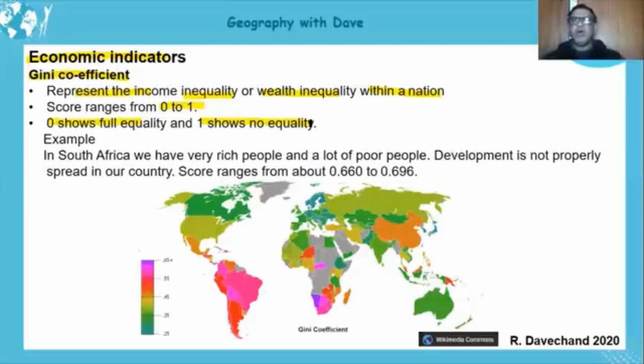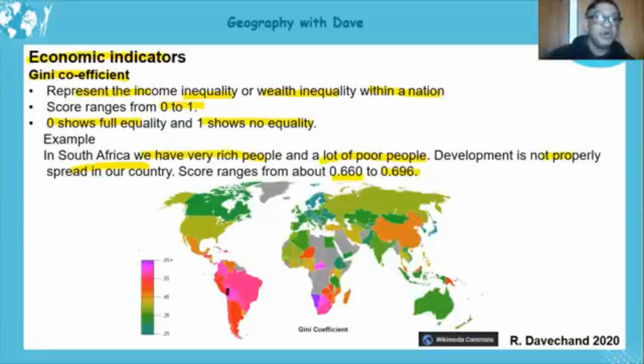No equality. Example, South Africa, we have very rich people and a lot of poor people. The development is not properly spread across our country, not properly. And our score ranges from 0.660 to 0.696. It's more towards the 1, not right at the 1. We're not that bad. But it's more that side. So in terms of inequality or equality, there's a challenge. And that's how the Gini coefficient works.